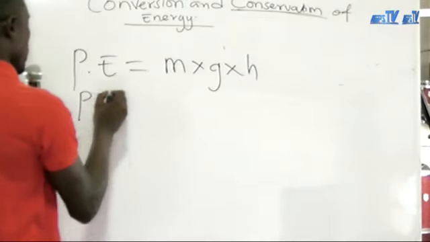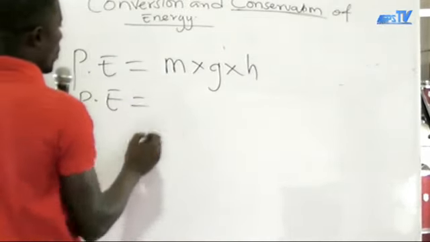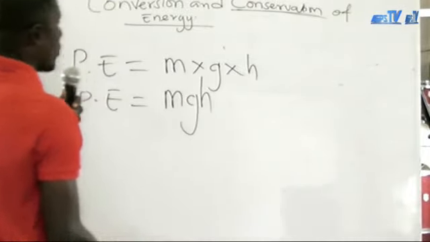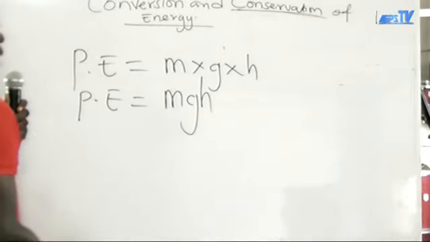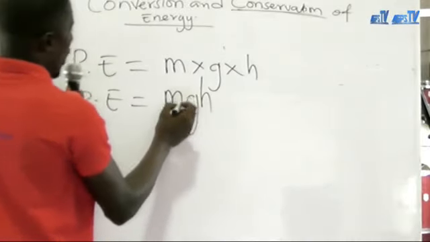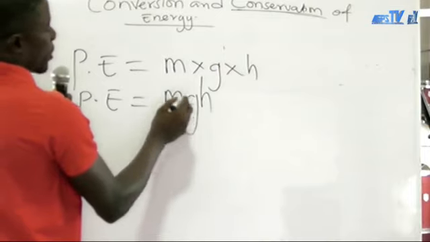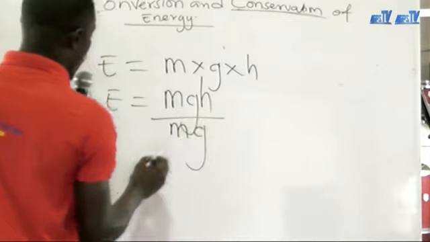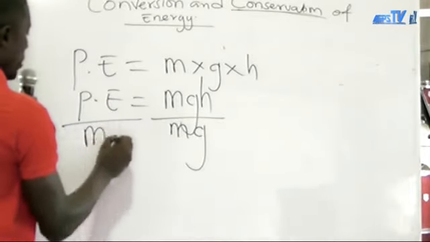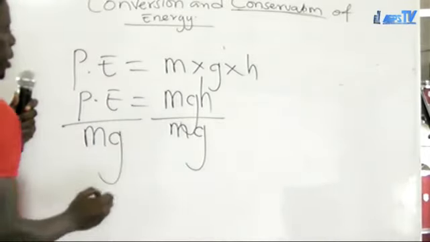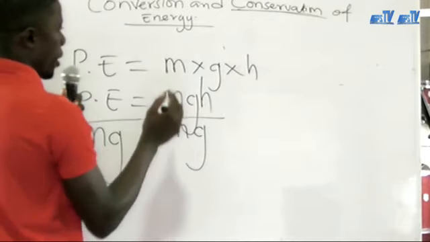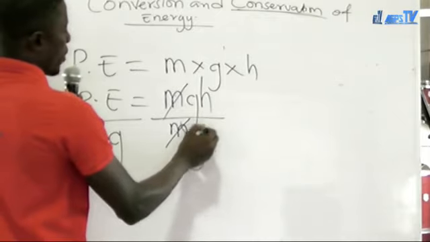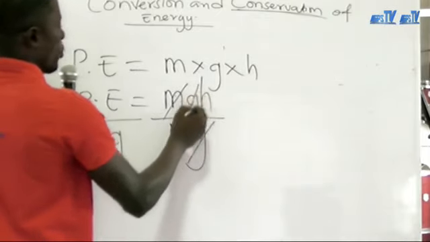So PE is equal to mgh. Here we are looking for the height. The same procedure: you divide both sides by the mass times the gravity. We have m here and m here, so this m will be omitted. We have g here and g here, so this gravity will be omitted.